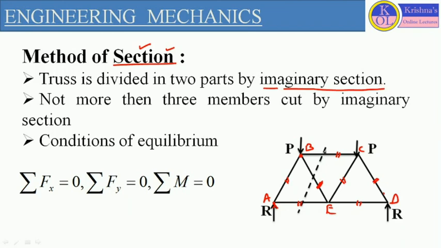So you can see this dash line. This dash line is representing the imaginary section, and here we will use this imaginary line to divide this truss into two parts. So this particular section is the left side section, and this particular section we are considering as the right side section.